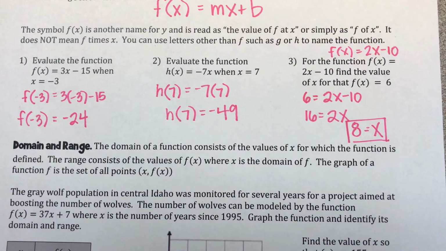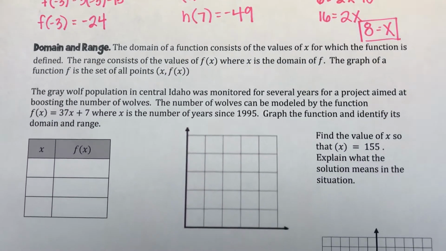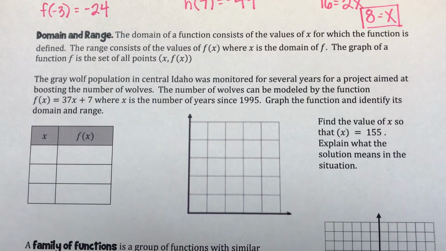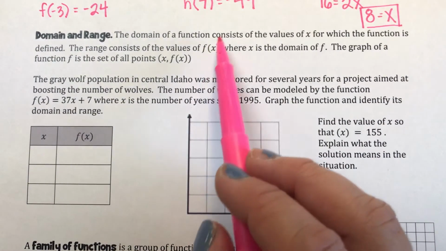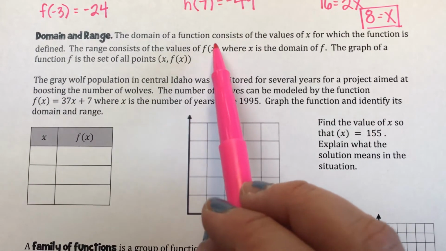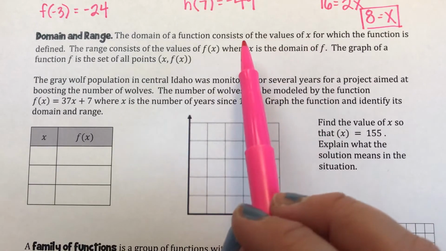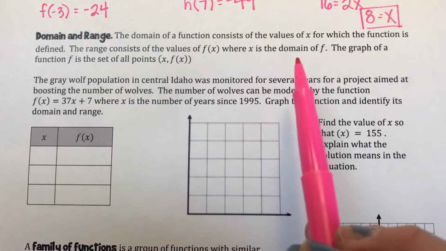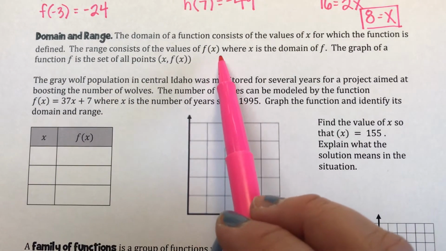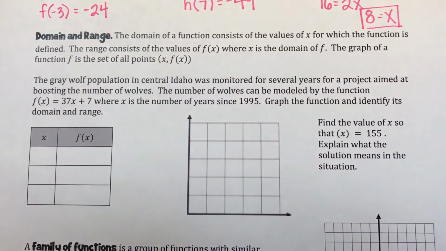Okay, so now we're going to talk about domain and range. It says the domain of a function consists of the values of x for which the function is defined. The range consists of the values of f of x, where x is the domain of f. Okay, so f of x is just, remember what it said up at the top, another way of saying y. So we know already that x is the domain and y is the range. So there's nothing different here, except instead of calling it y, we're calling it f of x.